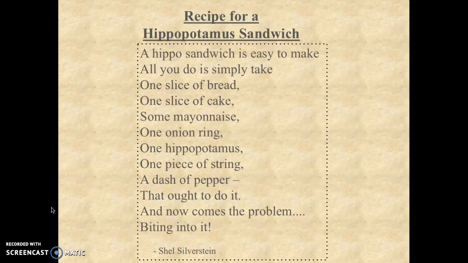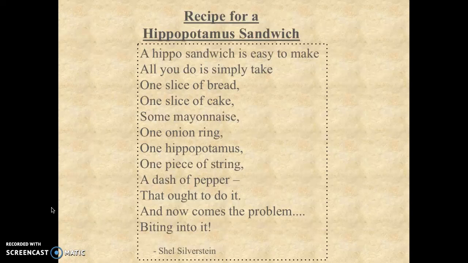A hippo sandwich is easy to make. All you do is simply take one slice of bread, one slice of cake, some mayonnaise, one onion ring, one hippopotamus, one piece of string, a dash of pepper. That ought to do it. Now comes the problem, biting into it. All right, that's kind of a funny poem.